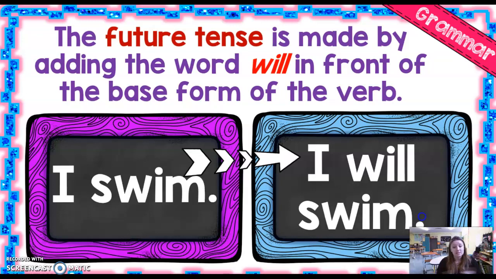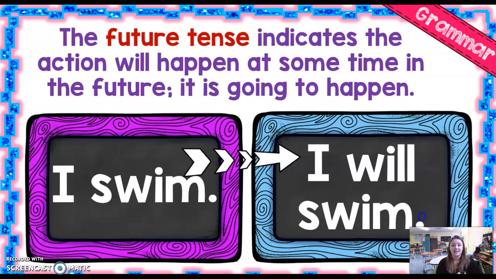The future tense, which you guys are going to practice today in your Google form, is made up by adding the word will in front of the base form of the verb. So everybody say will. Say I will, you will, she will, he will, they will. Right? This is the easiest way to change tenses because all you have to do is add the word will in front of your verb. So the future tense indicates or tells us that the action will happen at some time in the future. Maybe we don't know when, but it is going to happen.